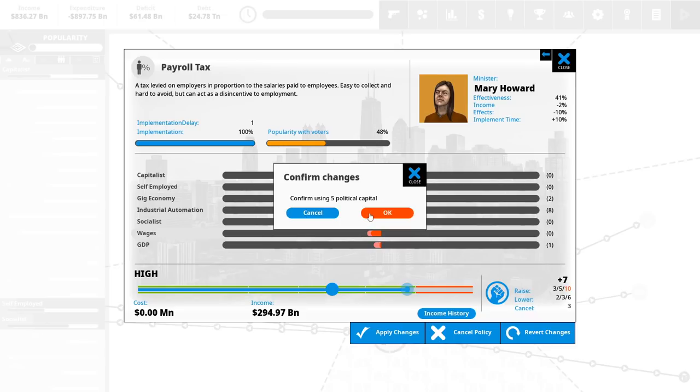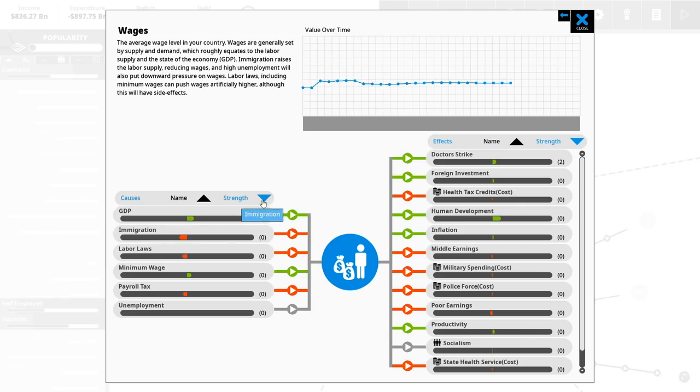Show me more about... No, don't do that. Don't spend the money yet. I just want to learn about wages. So wages are impacted by GDP, immigration, labor laws, minimum wage, payroll taxes, employment. But that's having a positive effect on a whole bunch of stuff, like, say, productivity. Don't really want to hurt wages.